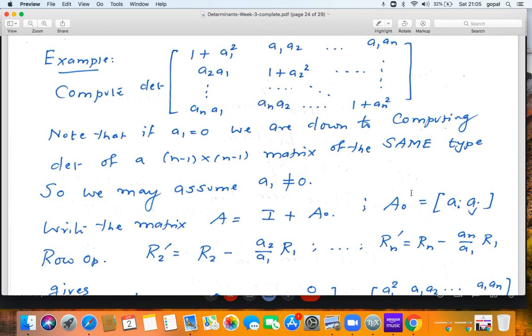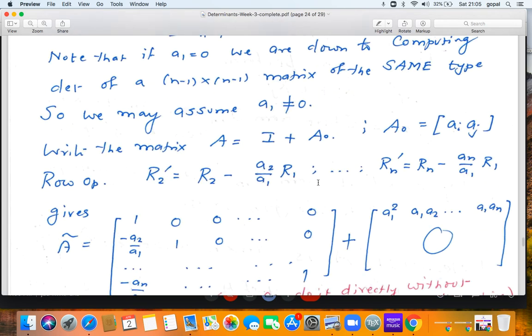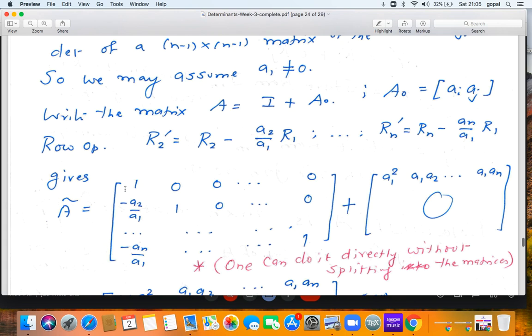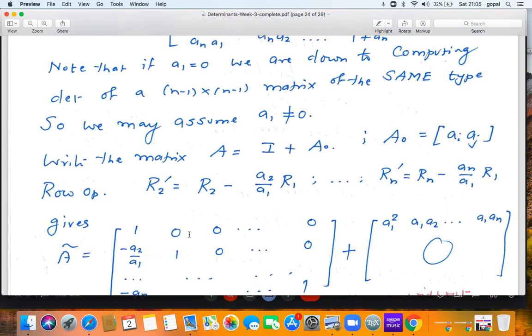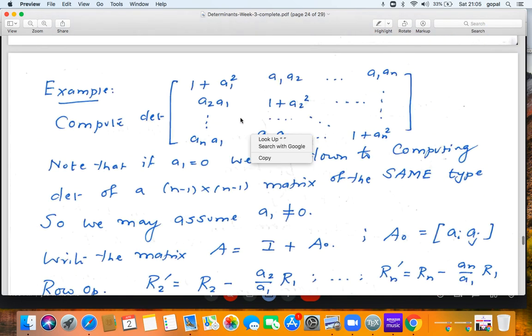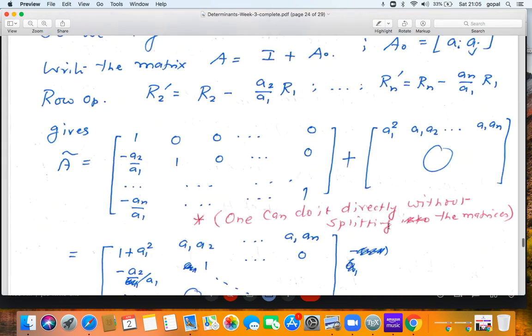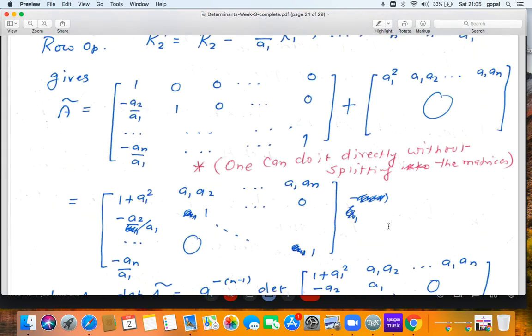Now what will happen? I should perform that operation on I, and I should perform that operation on A naught, obviously. If I perform that operation on A naught, what happens? I get this matrix, with lots of zeros below. And if I perform the operations on I, I get this very nice pattern 1 0 0 0 0 0. And so all in all, if I start out with this matrix and make this sequence of row operations, I will land up with this matrix A tilde.